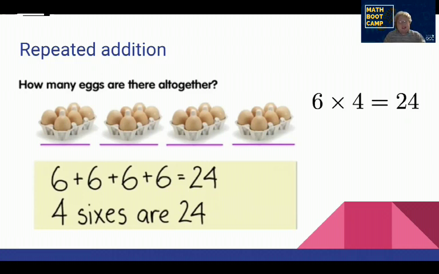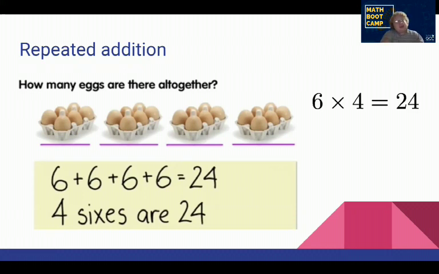We want to get, say, 4 cartons of eggs, and each of them has 6 in it. The question will be, well, how many eggs are there? We have 1 6, a second 6, a third 6, and a fourth 6. This is 6 times 4. But if we want to figure out what it was, we can do 6 plus 6 plus 6 plus 6. When you add that all up, you'll get 24.